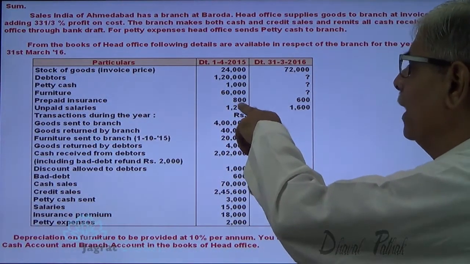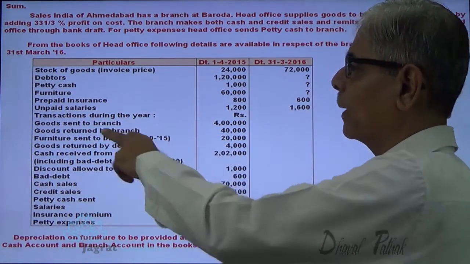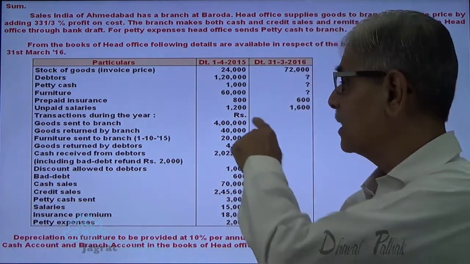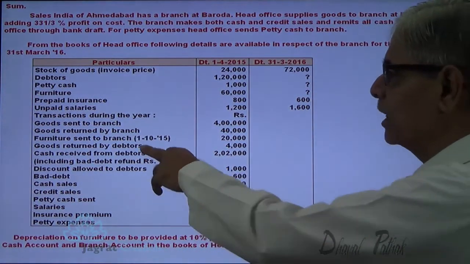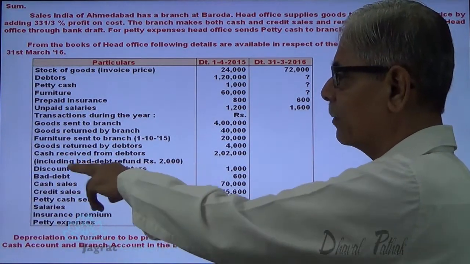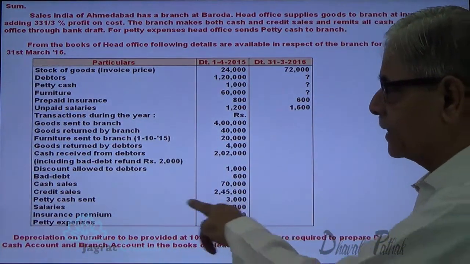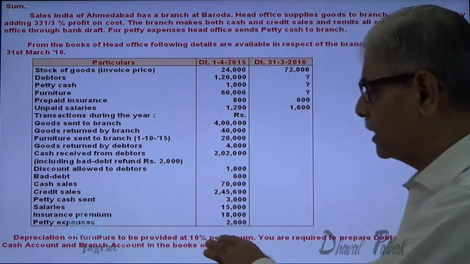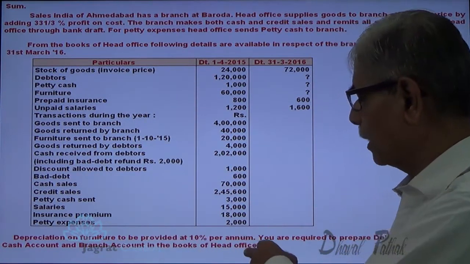Prepaid insurance, 800, 600, unpaid salary liability, 1200, 600 at the end of the year. Transactions during the year: goods sent to branch, goods returned by the branch. You are not told anything about this, so it is presumed that these are at an invoice price. Notice it. Furniture sent to the branch, goods returned by the debtors, cash received from debtors, including bad debts recovered 2000. This is an income. Discount allowed to debtors, bad debts, cash sales, credit sales, petty cash sent, salaries, insurance premium, petty expenses. Depreciation on furniture is to be provided at 10%. You are required to prepare debtors account, petty cash account and branch account in the books of head office.